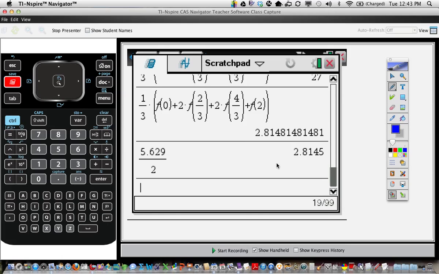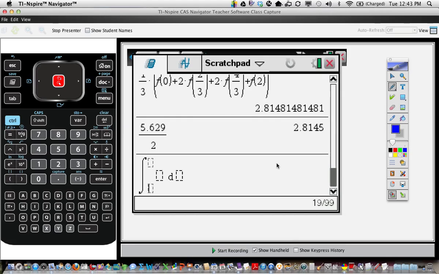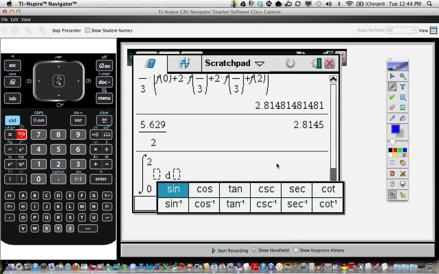Stay with us, Joe. All right. So you go in here and you grab your template, and you grab your integral thing right here, and let's do that integral. Let's go. Grab that integral. We're going to go 0 to 2. We're going to go sine of x squared.